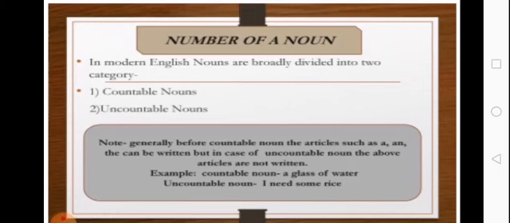Examples of countable nouns: a glass of water. Clear? A glass of water. Now water is uncountable, and glass is countable. Uncountable noun: I need some rice. Can we count the rice? Can we count the water? Clear? So I hope the idea is now clear in your minds.